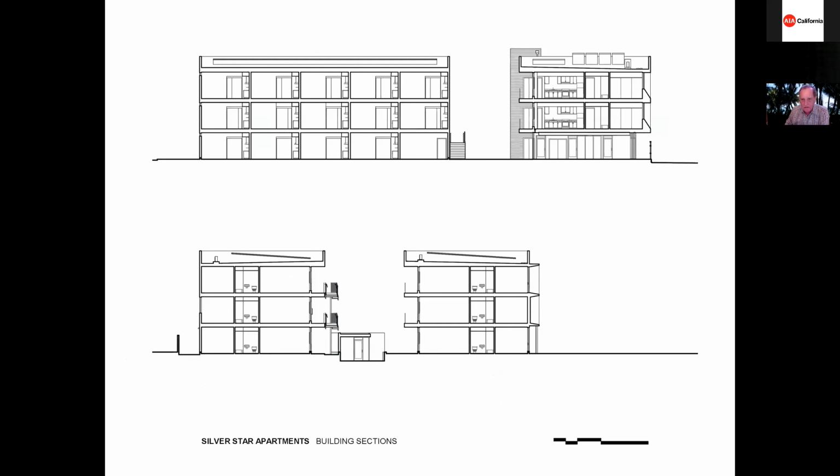Here are the sections through the building. You can see the solar is almost flat on the roof from the sections. Of course, as you all know, for photovoltaics, that's perfectly okay. You don't lose very much, if at all.